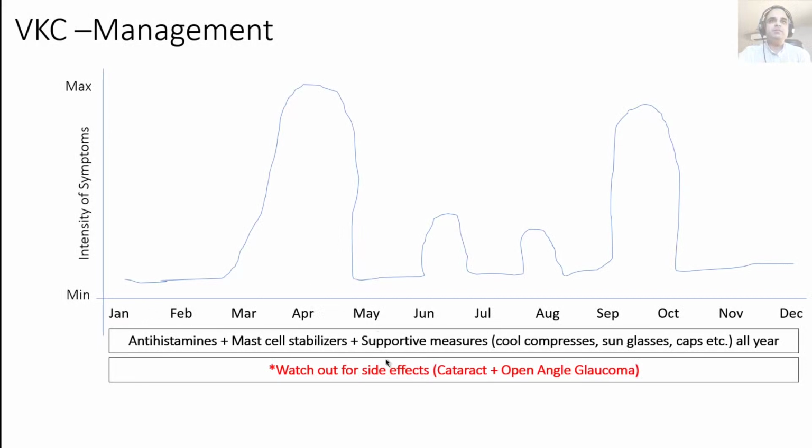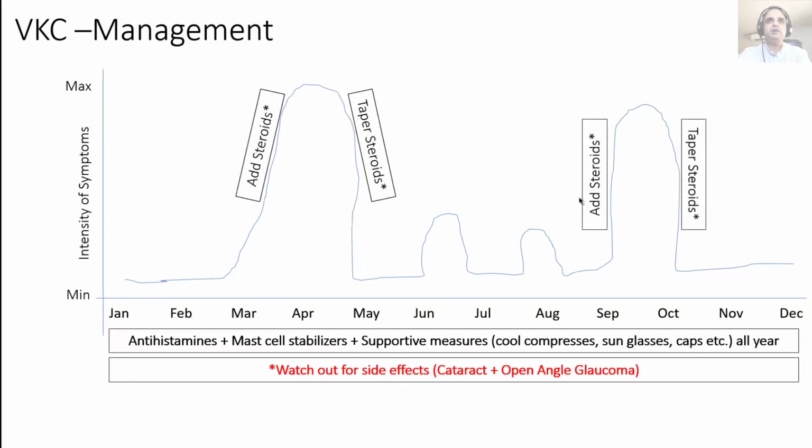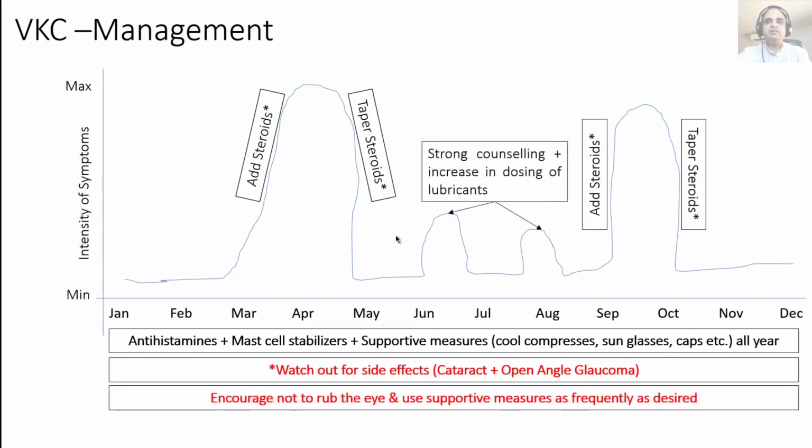So anyways, whatever supportive measures, plus when the disease's symptoms are really bad, so much so that the child really can't stop rubbing, you add steroids. And when you start seeing things become better, and this is the time when the symptoms become better anyways, you taper steroids. And this is true for both of these exacerbations. For the times of the year when the exacerbation is really not bad, just tell them to use lubricants and more supportive measures, and that really helps.